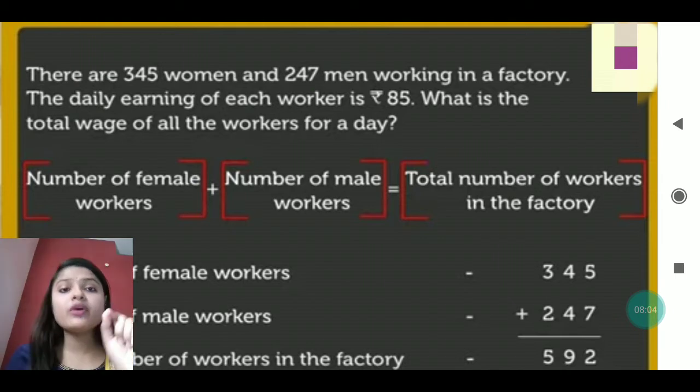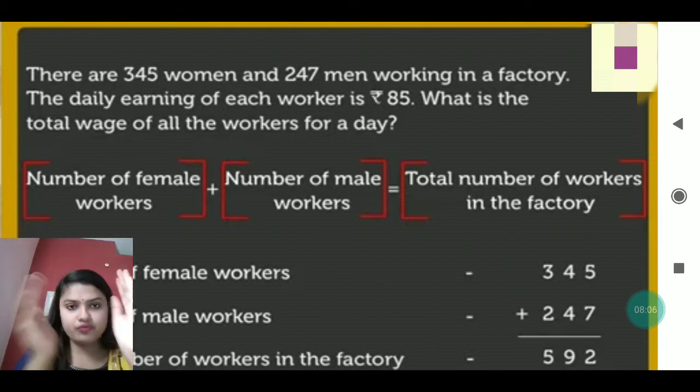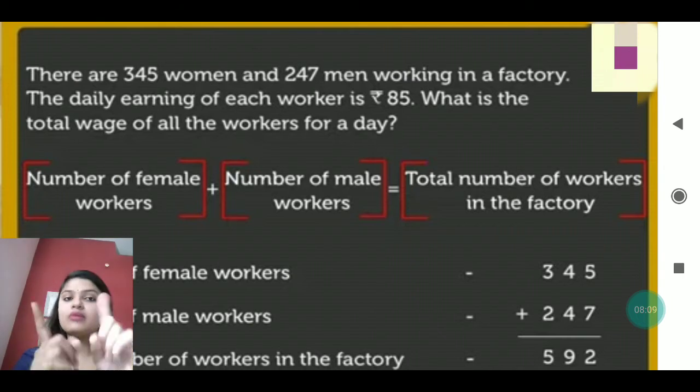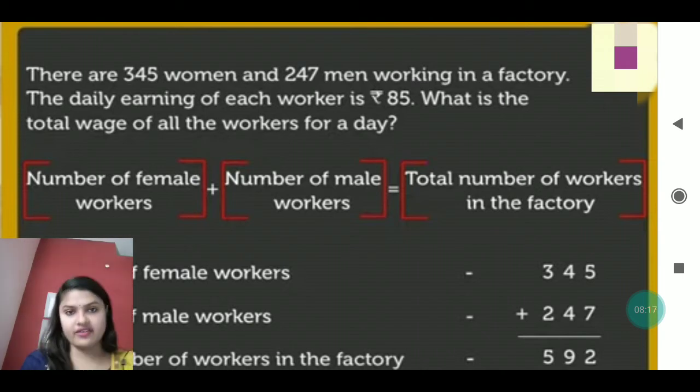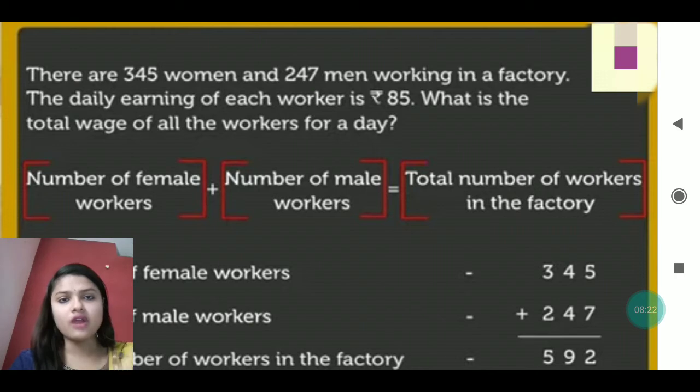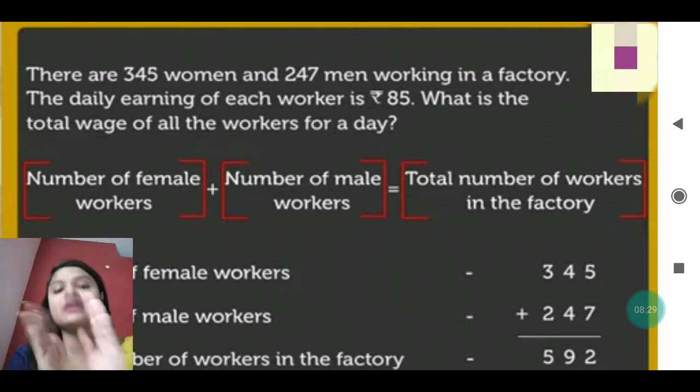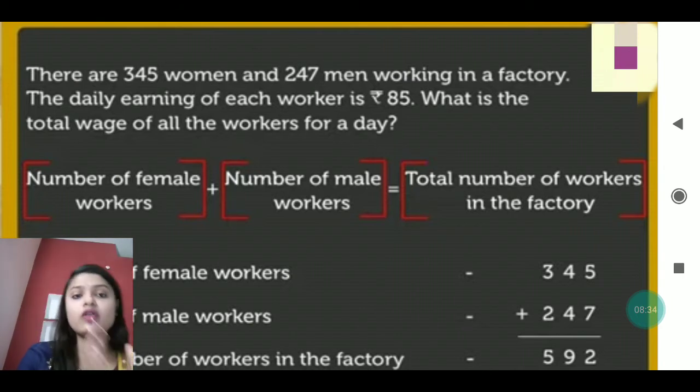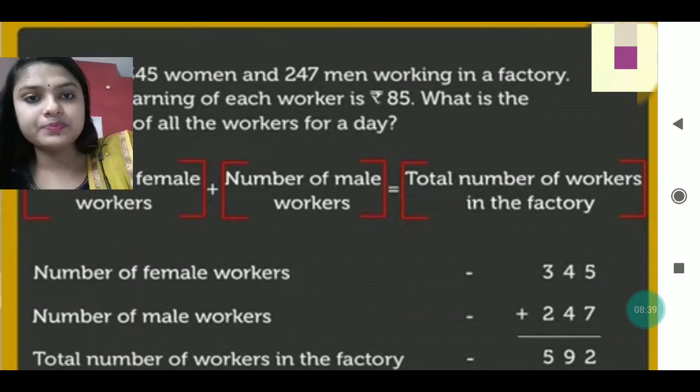First, what we will do, number of female workers. Try to find out the keywords. Number of female workers plus number of male workers equals total number of workers in the factory. That is only because you have to find out the total wage of one day of all the persons. Whatever the number of persons in the factory, according to that only you will calculate how much one person is earning. So first you have to add the number of women and number of men, because first you should know the total number of workers.